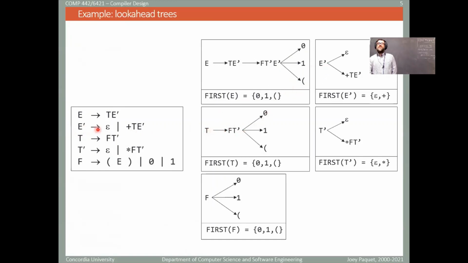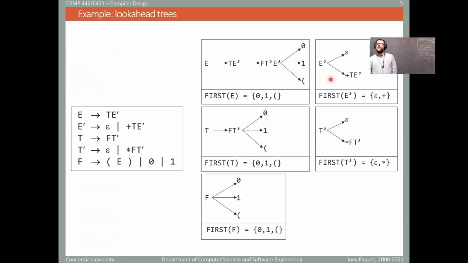So E prime is either epsilon, which is then a leaf of the tree. And as we saw, first of epsilon is epsilon. And then you can also have plus TE prime, which starts with a terminal symbol, thus cannot be substituted. Thus first of E prime is epsilon, plus. So T can be transformed into FT prime, or F can be transformed into any of these three here. So basically that means first of T is 0, 1, open parenthesis.